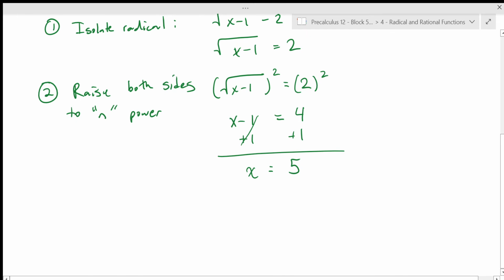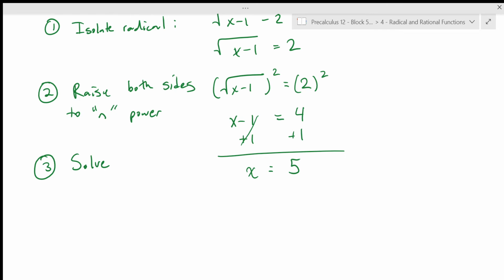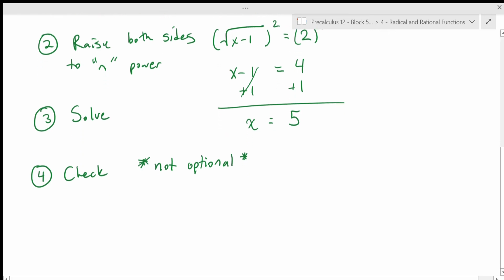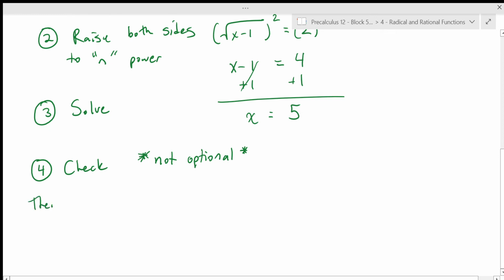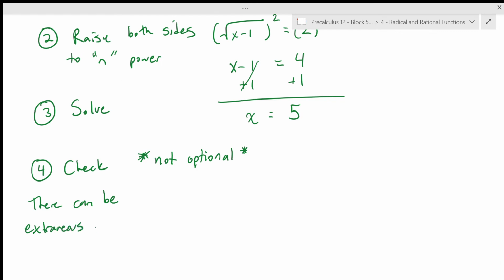Okay, so that was our step 3. And step 3, once we've squared it, is solve. If it's a linear equation, you solve it like a linear equation, which is what we did. If it's a quadratic equation, you solve it like a quadratic equation. Step 4 is a check, and it's not optional. This is not your math 9, check your linear equation to make sure you didn't make a mistake. You may have done the math perfectly and you could still wind up with a solution that doesn't work. So you need to check. There can be, we call these, extraneous roots.